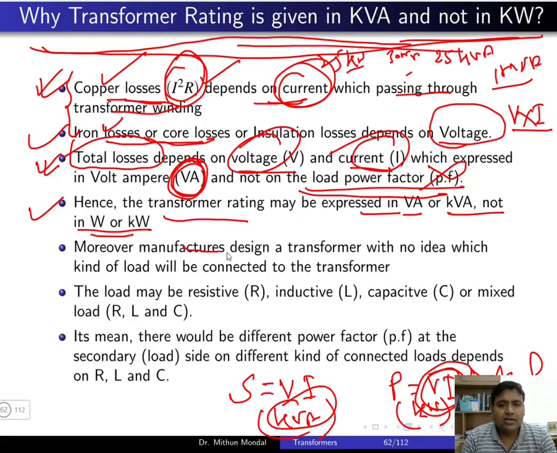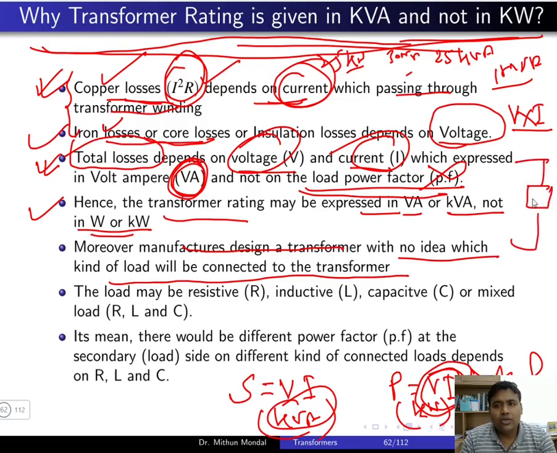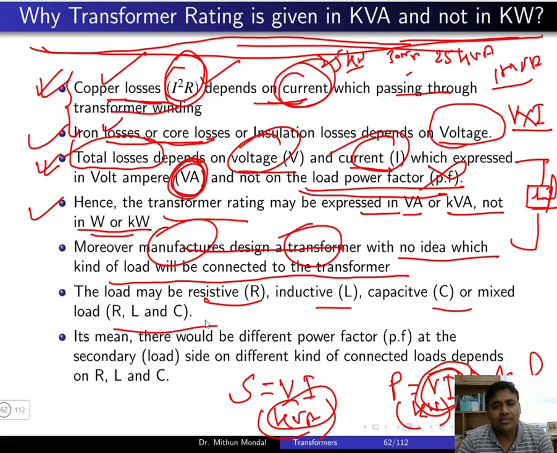Now, the manufacturer designs a transformer with no idea which kind of load will be connected to it. You know that the load is connected at the secondary terminal of the transformer, and when any manufacturer constructs a transformer, he has no idea whether the load connected at the secondary terminal is resistive, capacitive, inductive, or a combination of these. So the load can be either resistive, inductive, capacitive, or mixed RLC. The manufacturer does not have that idea.